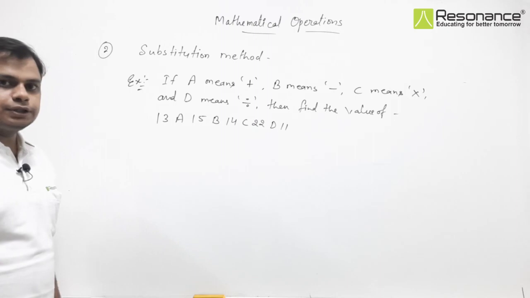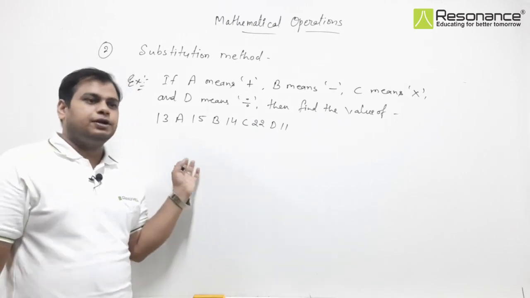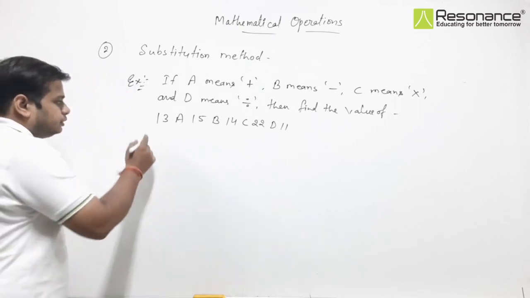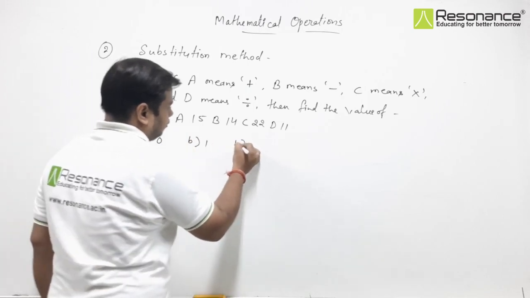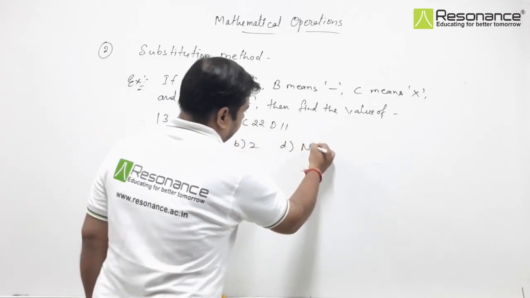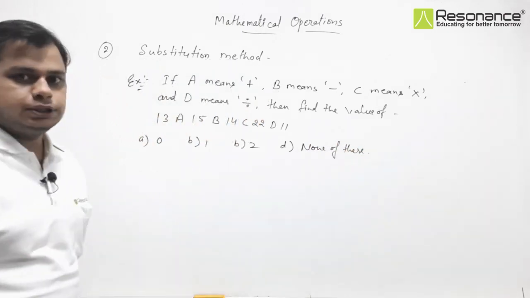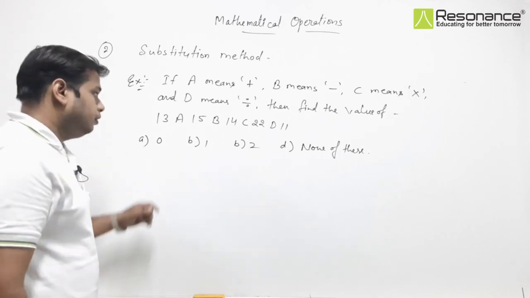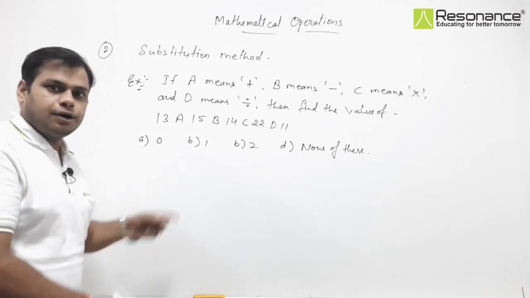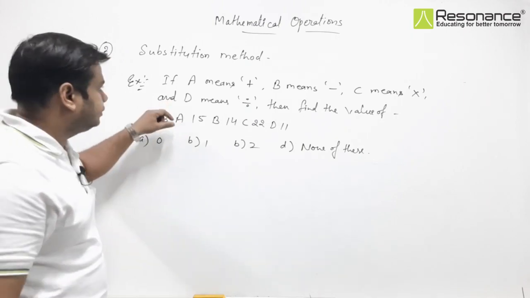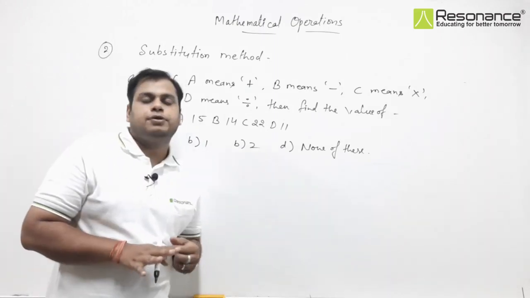So we have to solve this equation. We know that this is the topic of mental ability. So in each question we have some options: 0, 1, 2, none of these. So these are the options we have. We have to solve this equation. Now first we have to substitute according to the given direction in the question. Then we have to apply BODMAS rule. Remember this thing, always we have to apply the BODMAS rule.